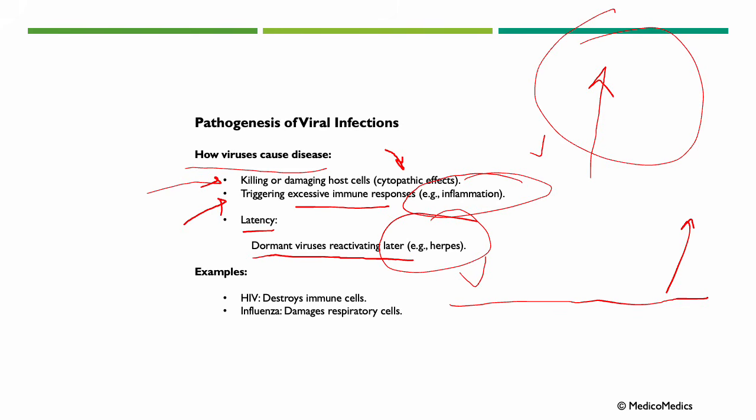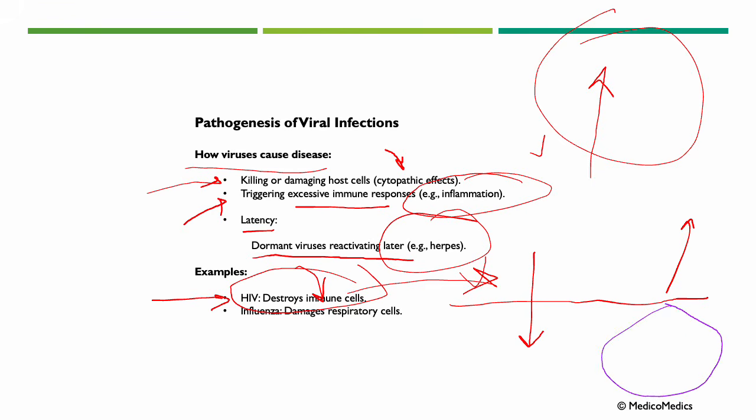Some examples of how these viruses may cause disease. So HIV destroys our immune cells. And if you don't have your immune cells, you will be immunodeficient. And when that happens, other pathogens that would have normally been repelled by your immune system now attack your body and eventually overwhelm your system, even leading to death. And another example is influenza that damages our respiratory cells.